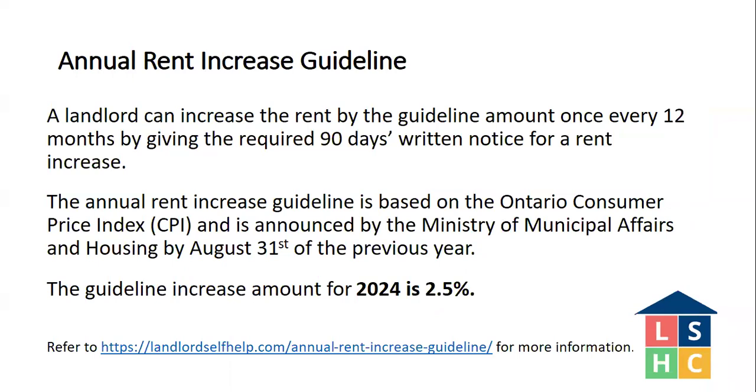Rent can be increased by the annual guideline amount every 12 months, after providing the tenant with 90 days notice in the form approved by the Landlord and Tenant Board. The annual rent increase guideline is announced by the Ministry of Municipal Affairs and Housing by August 31st of the previous year, and the calculation is based on the Ontario Consumer Price Index. See Landlord Self-Help Center's website for more information and the history of guideline increases.